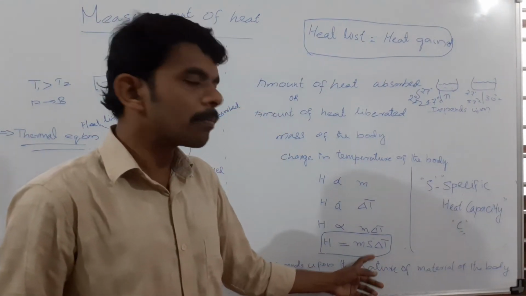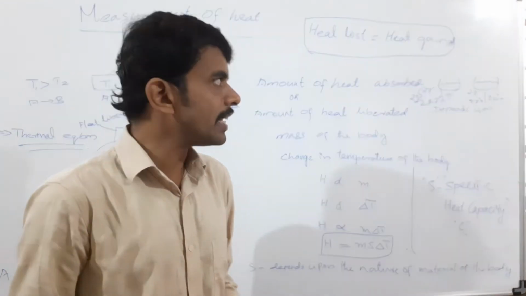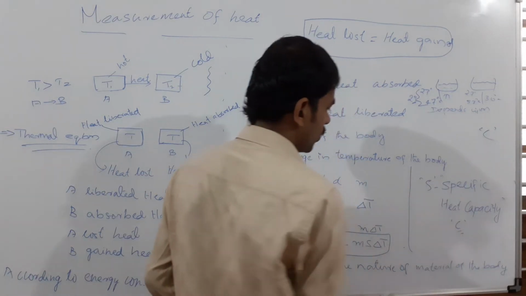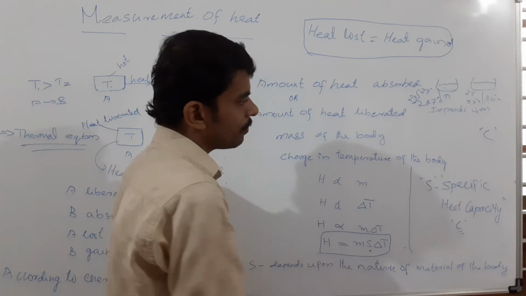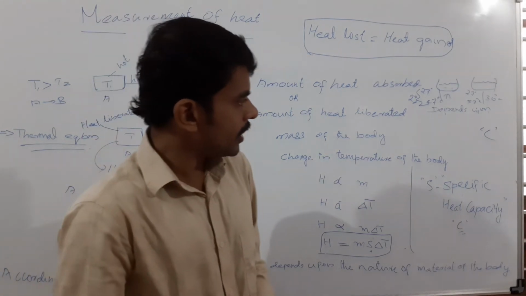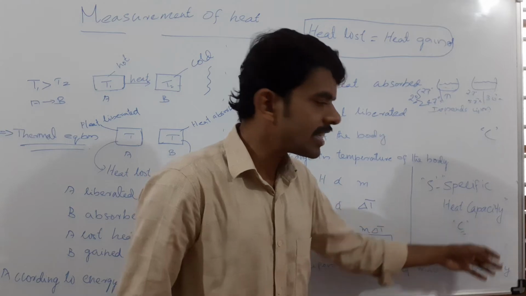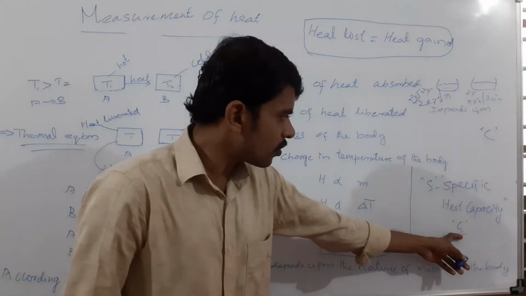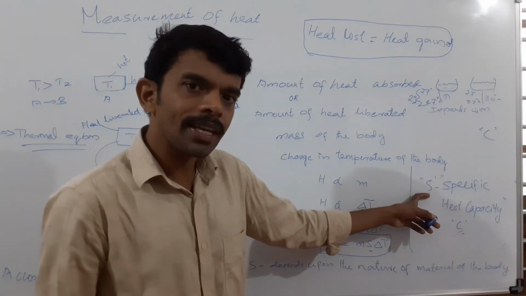Sometimes in some books it may be given as C. Actually we use C to denote this particular quantity, which is called specific heat capacity. Usually we denote it by the letter C, but in your book it is denoted by S.